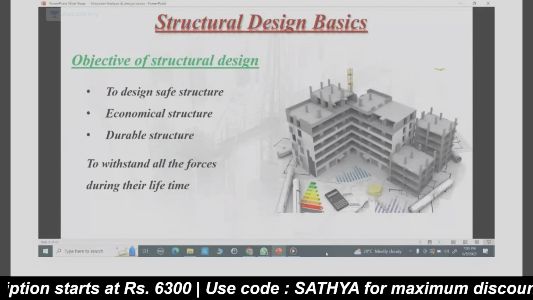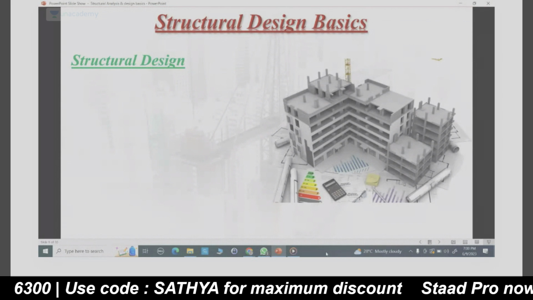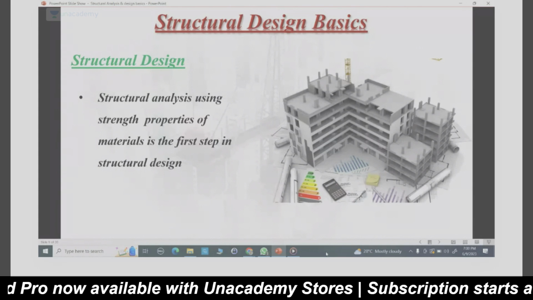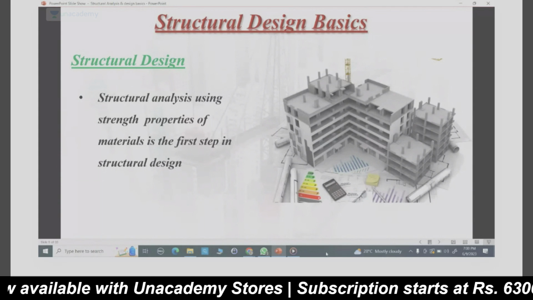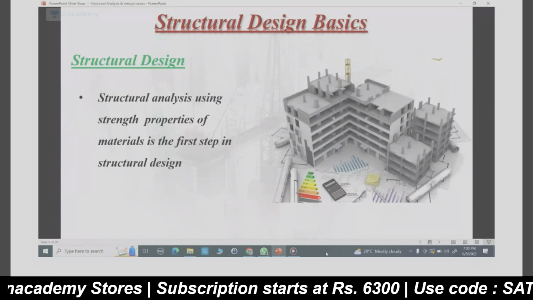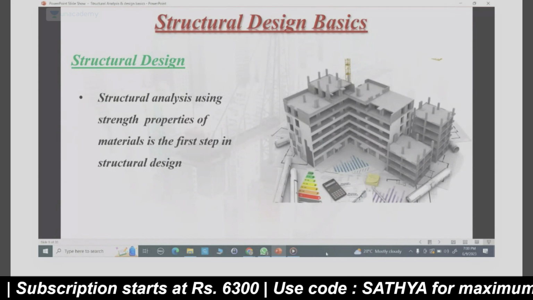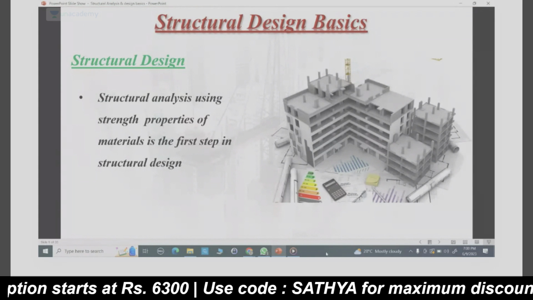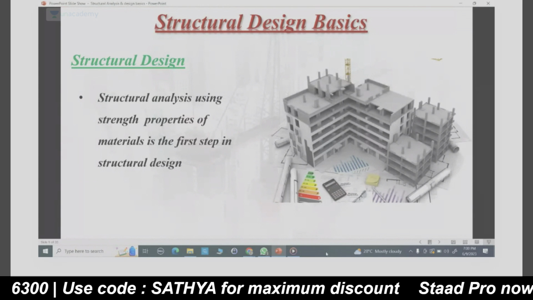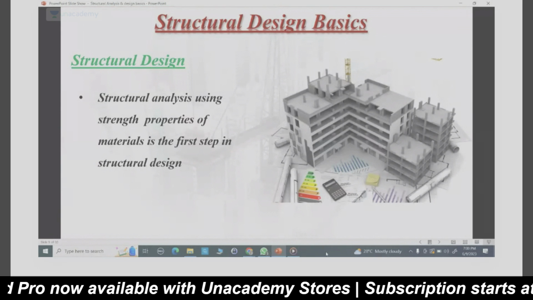To do this, we need to follow a set of procedures. Structural analysis is the process which we need to do before doing the structural design. Structural analysis using the strength properties of the material is the first step in structural design, as we have discussed before. So that is the first step which we do in structural design.